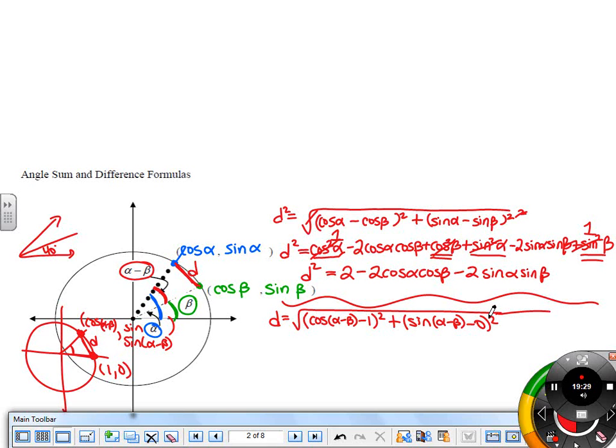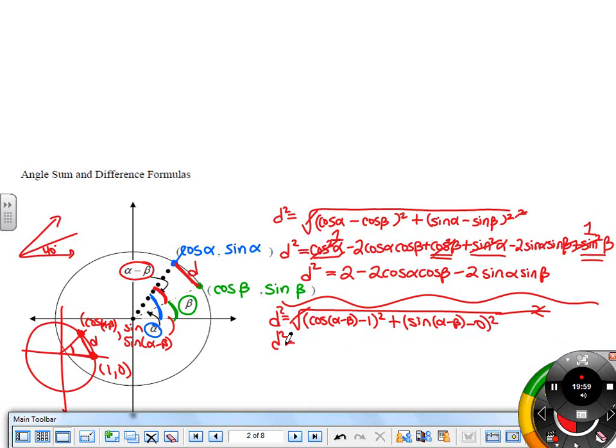Does everybody get it? I'm just repeating the same thing I just did. But instead of measuring D from the points that had cosine alpha, sine alpha, and cosine beta, sine beta, I just moved the angle to a new spot. The distance should still be the same, but now the points are cosine alpha minus beta, sine alpha minus beta, and 1, 0. So I'm using those 2 points in my distance formula. Okay? All right, so I'm going to square both sides, get rid of the radical. And then I'm going to expand it out just like I did before.